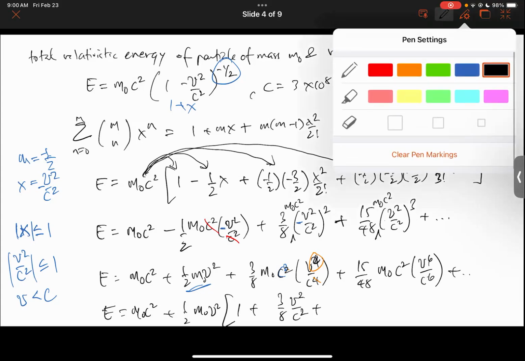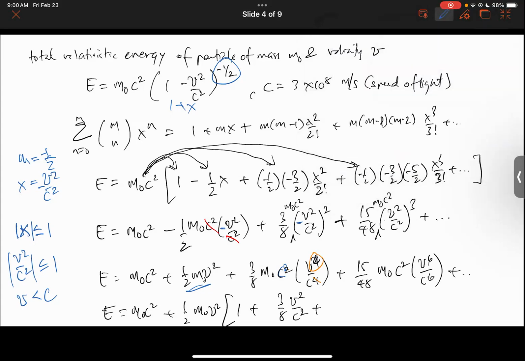Then factor out again the v squared. So this becomes 4, and this one cancels with that one. So v to the fourth. So 15 over 48 m naught v squared over c squared raised to the squared, and so on and so forth.